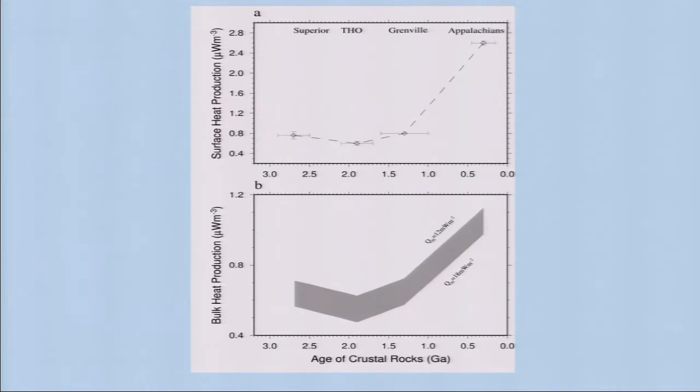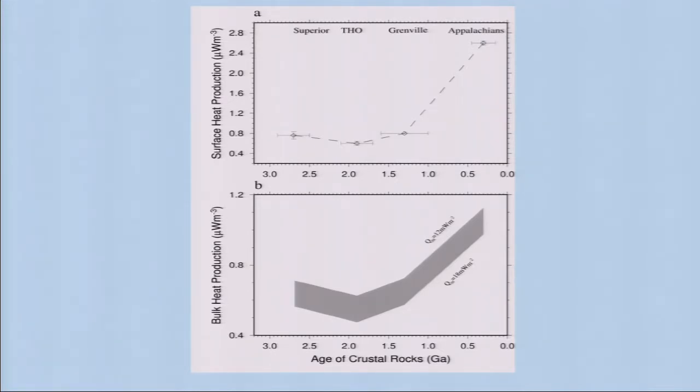Now, the bulk heat production from the surface heat flow data varies also. It's different from the surface, but it varies with the same kind of trend. And you've got some slack depending on the value of the Moho heat flux, but it's the same kind of trend. You've got much higher radioactivity in the Appalachians. Now, of course, the Appalachians is young.